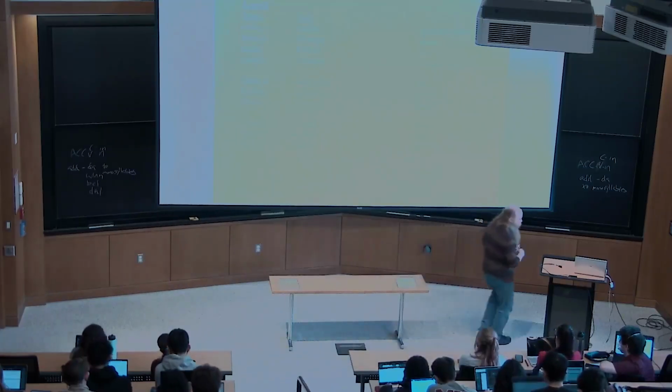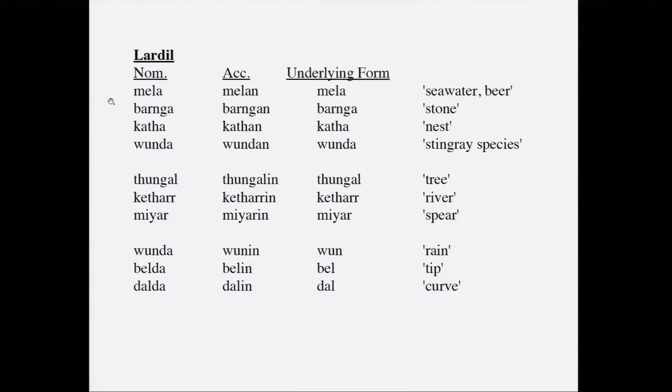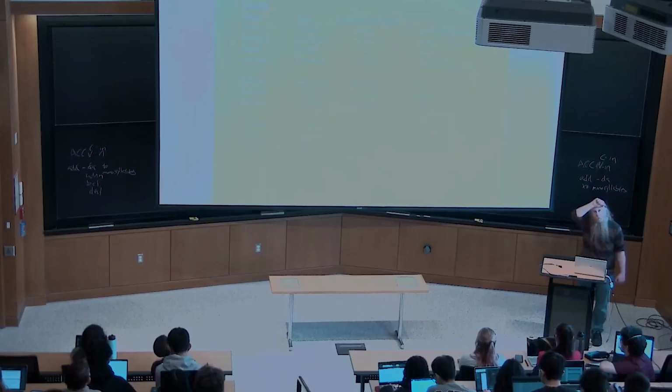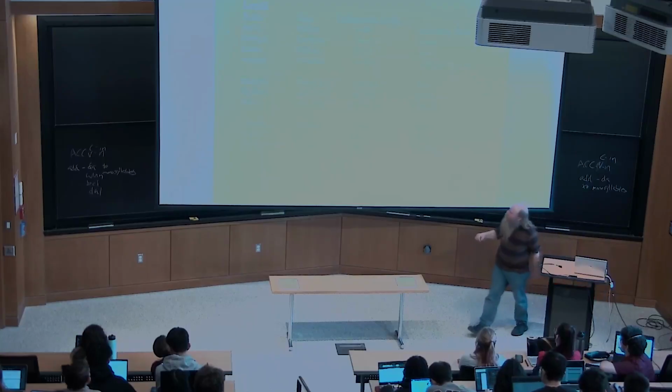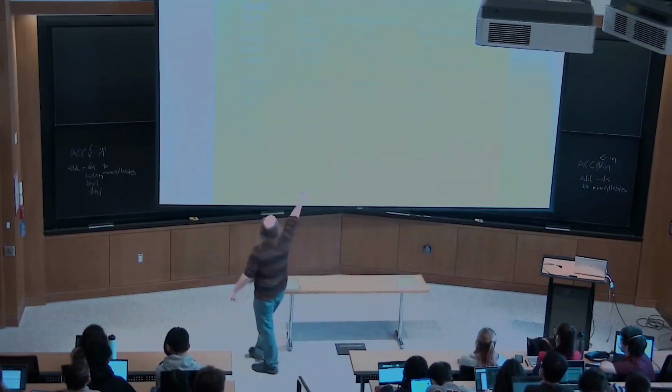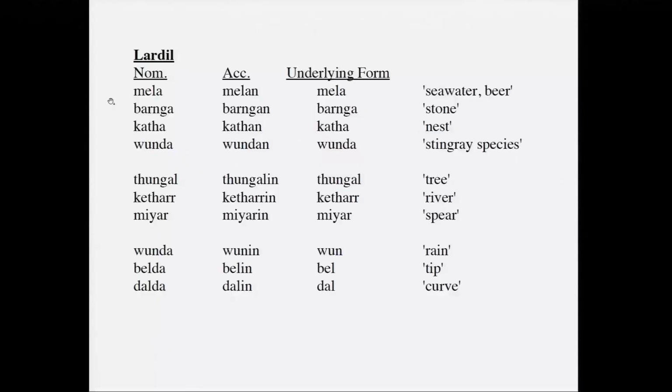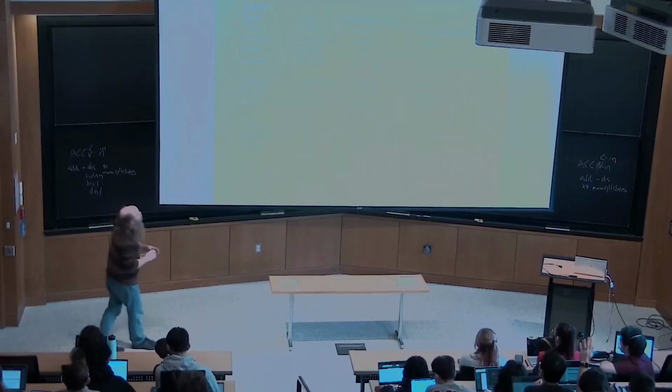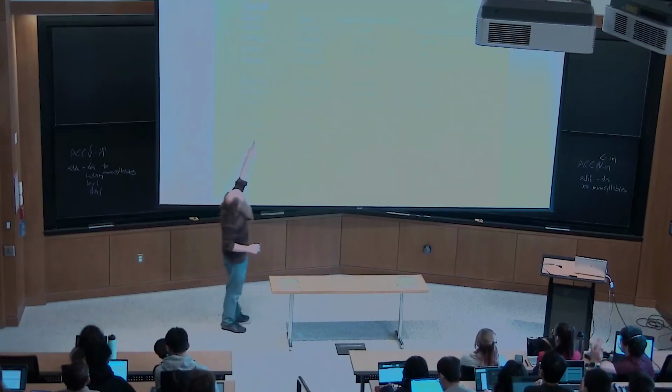So far, so good. Right, so what we want to do is posit underlying forms, which are often the same as the nominative, but not always. There are also these last three that have different forms. Okay? So then, just to clarify, wun, da, and wunda are all morphemes. Well, okay. Wun is a morpheme. Wunda up there, the stingray species, is a morpheme. I don't know if we want to call this a morpheme or not.